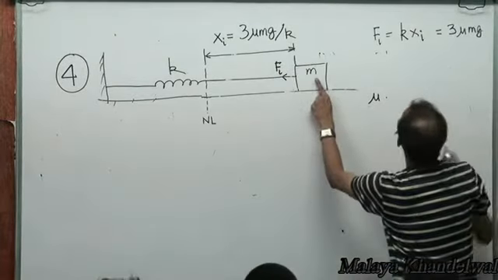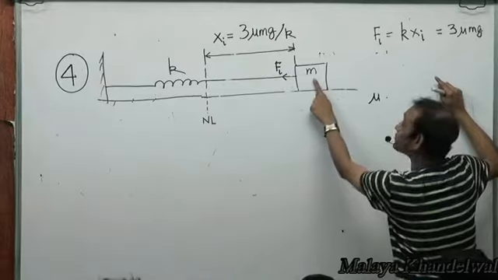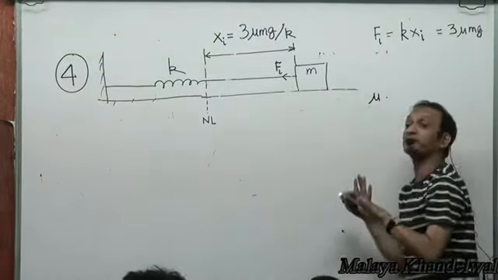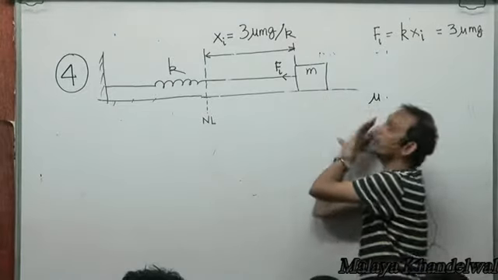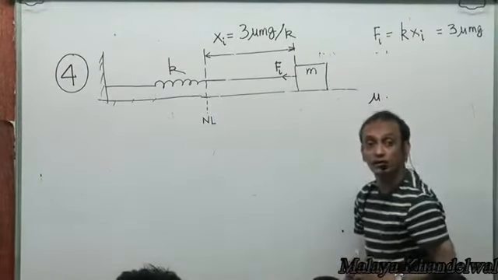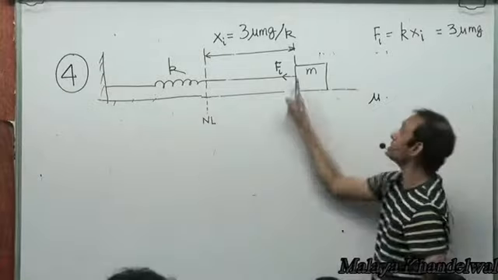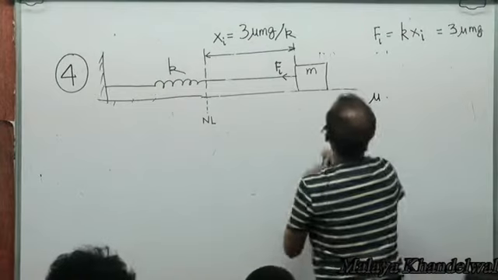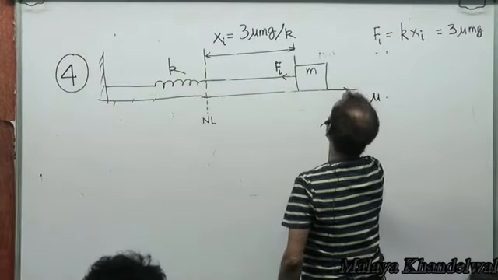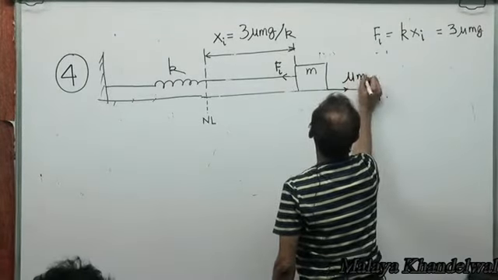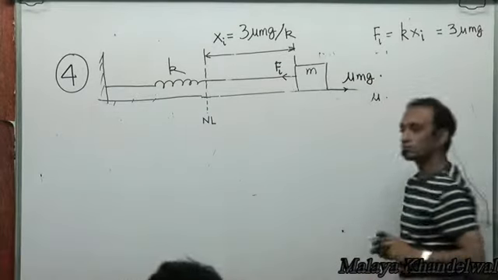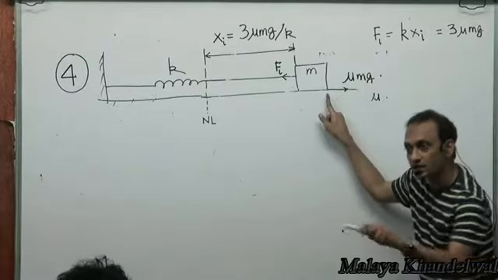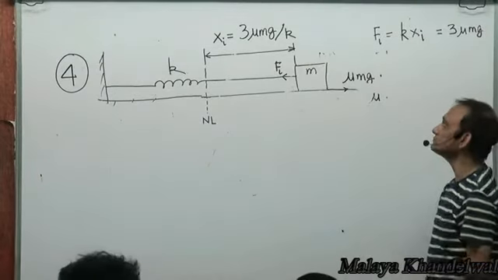And which is good enough to overcome mu mg, the coefficient of the frictional force, maximum static friction between small m and the ground. And this will therefore propel small m to move leftwards, because Fi is good enough to overcome mu mg. Obviously, frictional force would have acquired its maximum value mu mg in this state. Yes or no? Right?